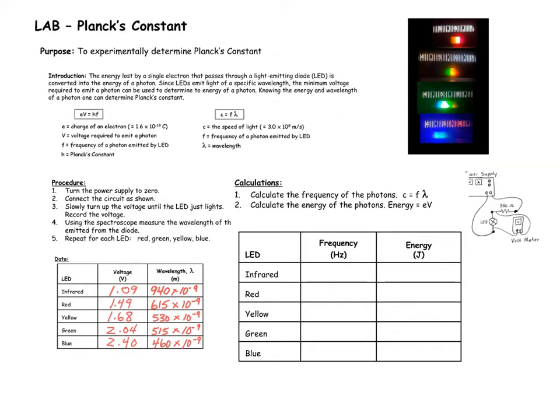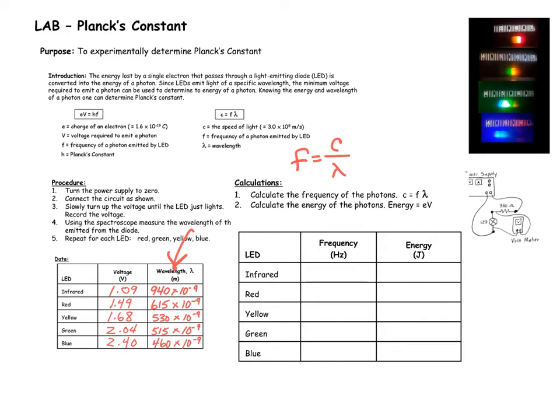Next then, we have to do some calculations. Number 1 says to calculate the frequency of the photons. Now, we know that c is the speed of light, 3 times 10 to the 8. And we have the wavelength. So to calculate the frequency, we'd have to do F equals C divided by lambda. So we're going to use C and these wavelengths there, and we're going to calculate the frequency.